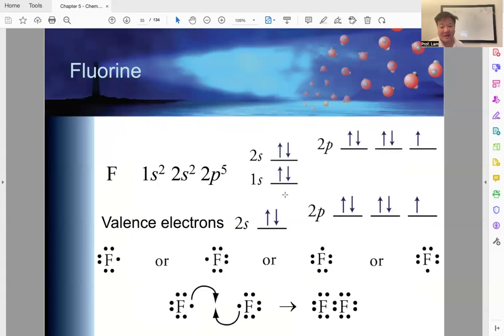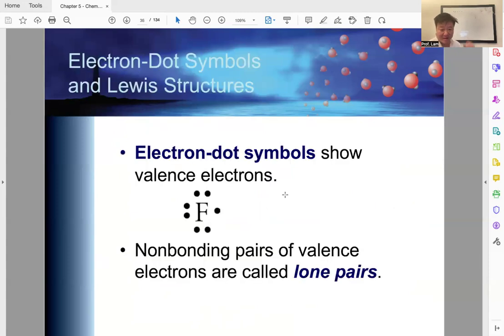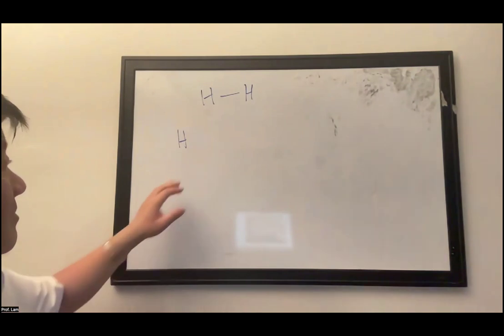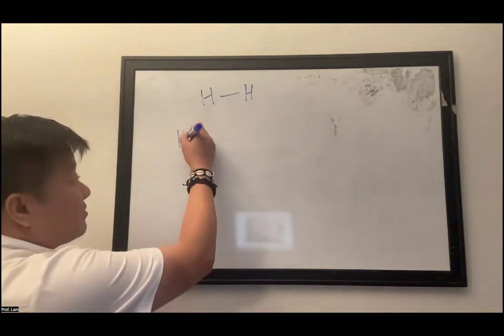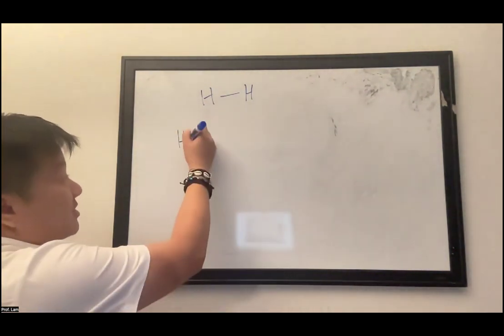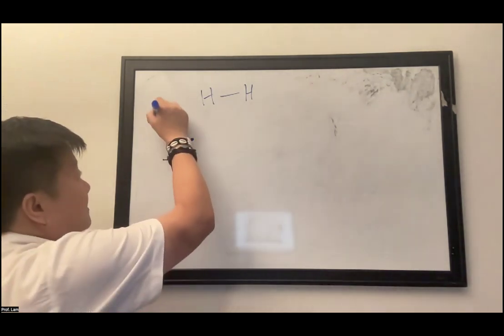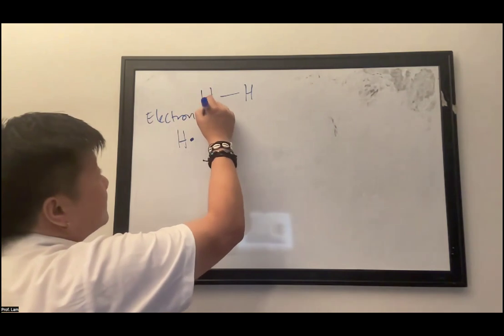What I'm going to show you now is how to do the electron dot symbols based on the valence electrons. If we go back to hydrogen, remember, hydrogen has 1 valence electron, so you're going to draw just a dot. That's why we call these the electron dot structures.